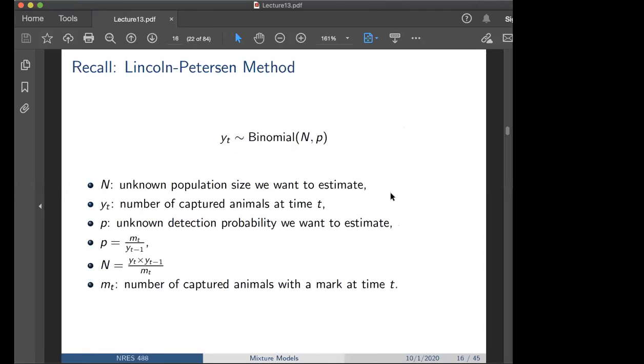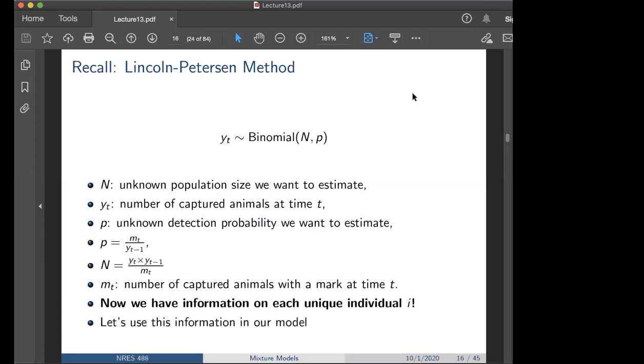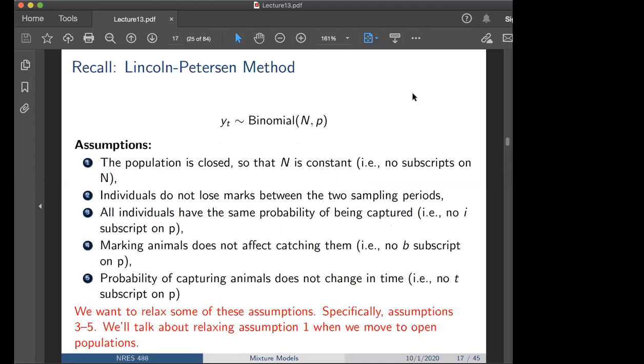All right, so recall back to our Lincoln-Petersen method where we had y, T were how many we counted, N and p are what we're interested in estimating. Now we have information on each unique individual. With our Lincoln-Petersen method, we didn't necessarily mark each snail with a unique number. We just marked them with a dot, some way that would tell us that it had been captured before. But now when we have unique information on each individual i, we learn more about the population. We have more information, so we can use this information in our model to get better estimates of closed populations.